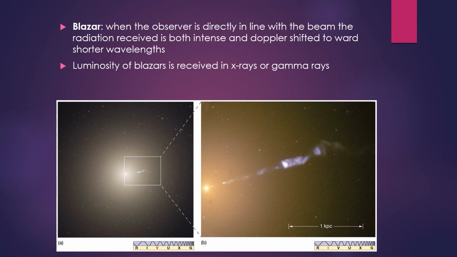The theory of relativity tells us that radiation emitted by particles moving close to the speed of light will be concentrated, or beamed, in the direction of motion. So if the observer is directly in line with this beam, the radiation they receive will be both intense and blueshifted, allowing the observer to see X-ray and gamma-ray wavelengths. And this is known as a blazar. These jets are present in most active galaxies.